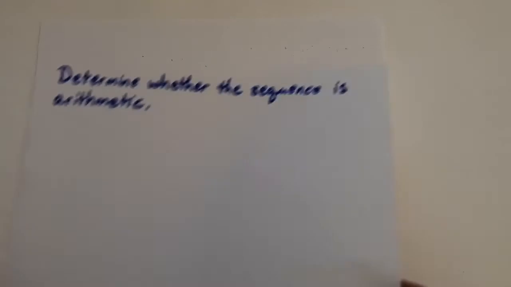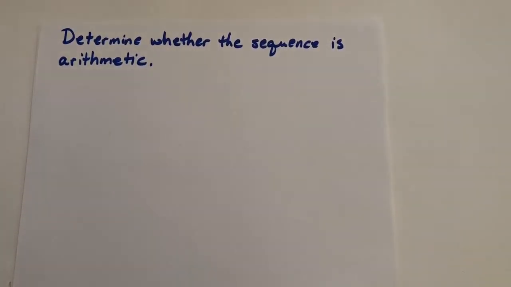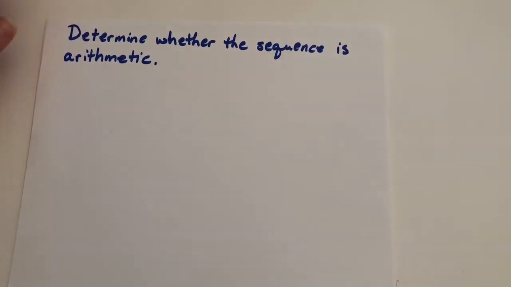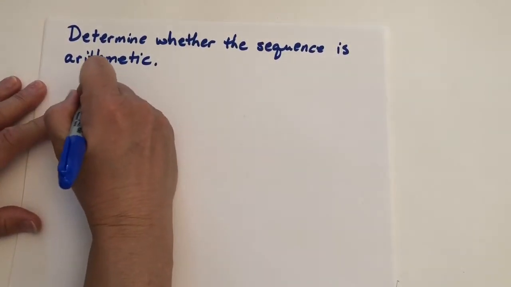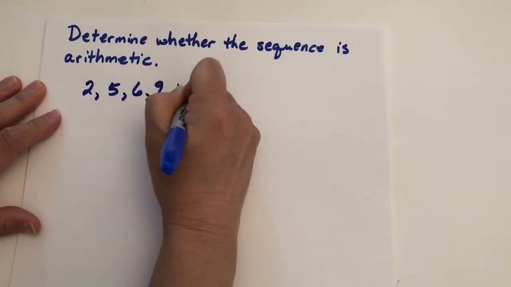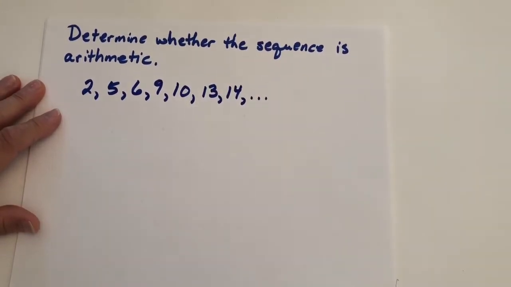If we're going to use the formula that relates terms of a sequence for arithmetic sequences, it's important to recognize whether you have an arithmetic sequence or not. So let's look at a few sequences and just focus on whether they're arithmetic or not arithmetic. So let's look at the first one. 2, 5, 6, 9, 10, 13, 14, and so on.